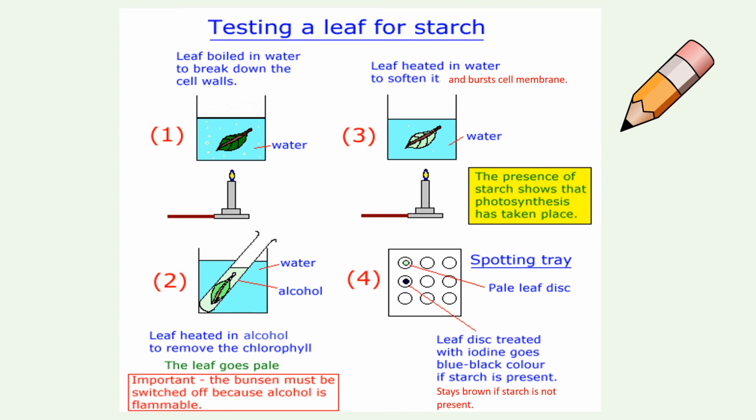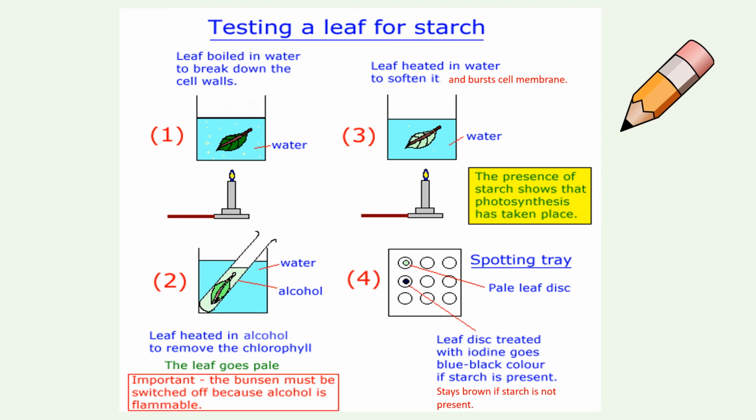So the ethanol will then remove the chlorophyll and your leaf will turn a pale, like white, sort of transparent colour. Then you'd add the leaf to the dimple tray after washing the ethanol off of it, and then you would add iodine to the leaf. Now if the iodine obviously stays brown, it means there's no starch. If it turns blue-black, then it means the starch is present.